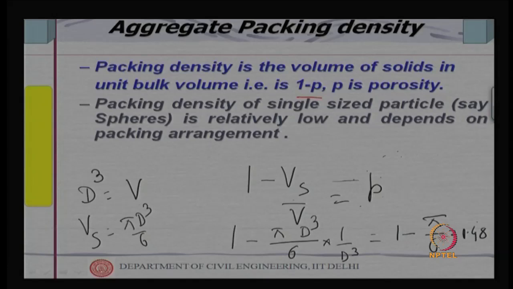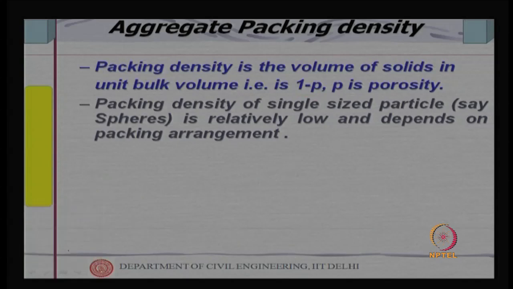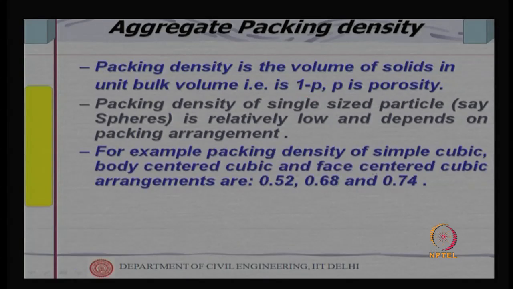So, for simple cubic packing, the porosity is simply 48%. So, for a single sized particle, porosity is fixed and depends upon the type of packing, right. Packing density of simple cubic, body centered cubic and face centered cubic arrangements are 0.52, 0.68 and 0.74.